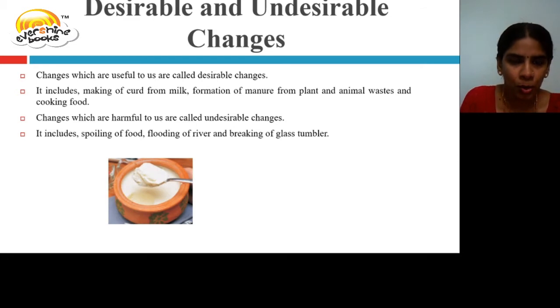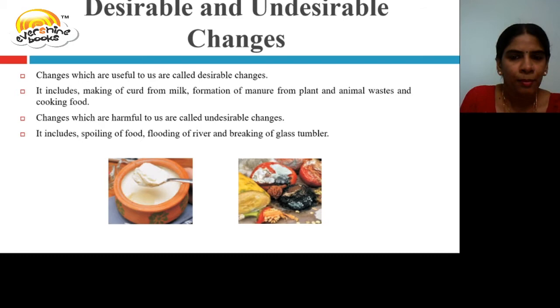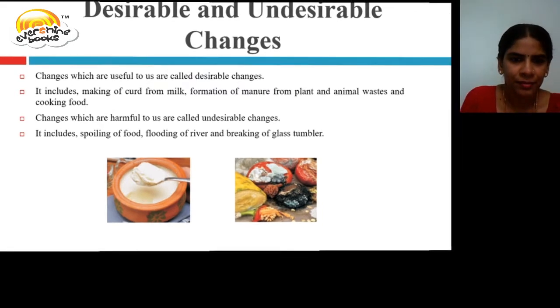Curd is very important for us. It is a very desirable change. Manure from plant and animal waste is also desirable.